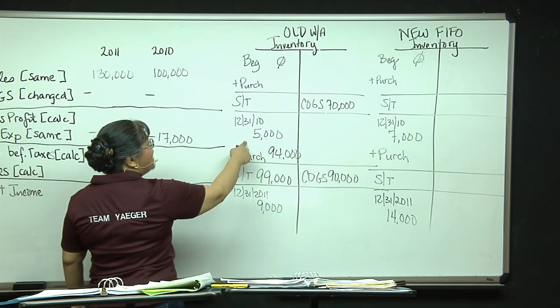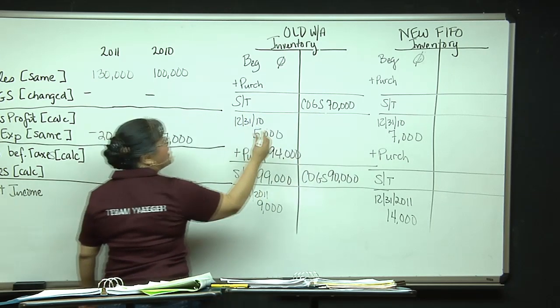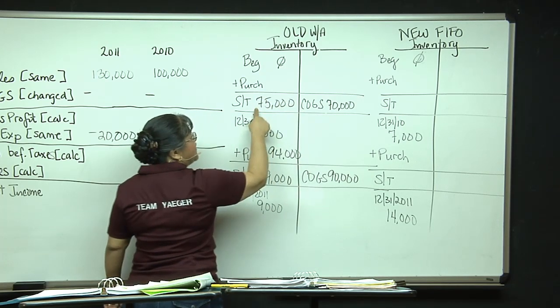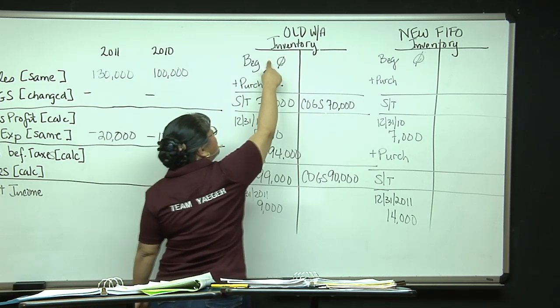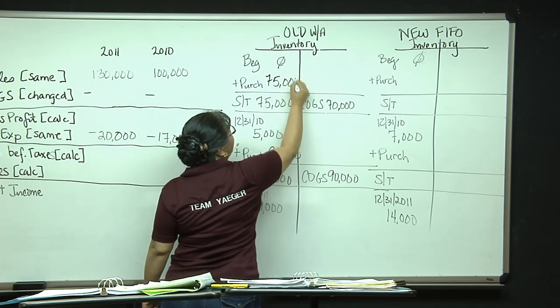Now that I know the ending balance, it's 5,000. Something minus 70,000 gives me 5,000. That's going to be 75,000 because 75,000 minus 70,000 equals 5,000, and then 0 plus something equals 75,000. Then I know my purchases are going to be 75,000.